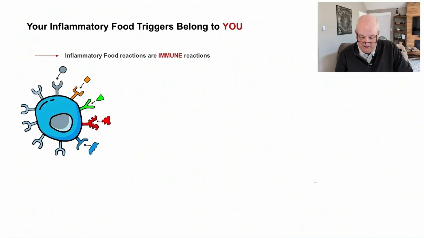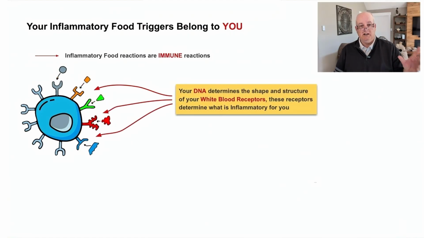They're coded to bind to very specific shapes right here. So it's our genes and DNA that determine the shape of the white blood cell receptor. Imagine it like a lock and key. Well, the receptor is the lock. The antigen or the allergic protein would be the key that goes into the lock. You need a very specific protein structure to turn on each lock. Now, what those receptors are going to target, the shape of the lock, is determined by your genes and DNA.